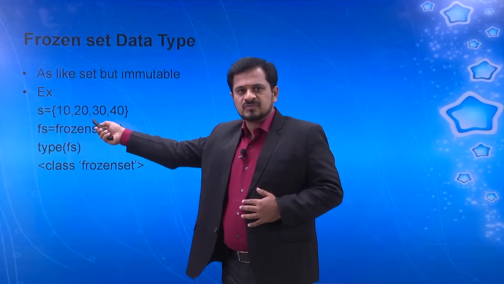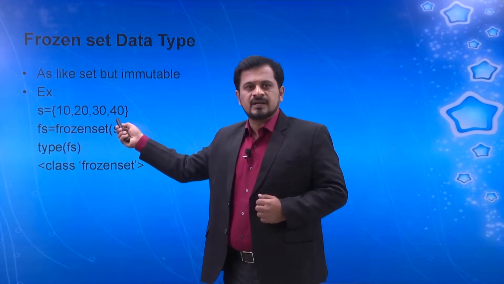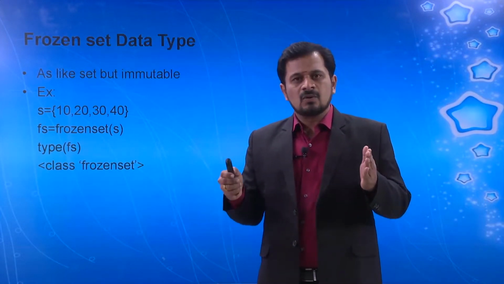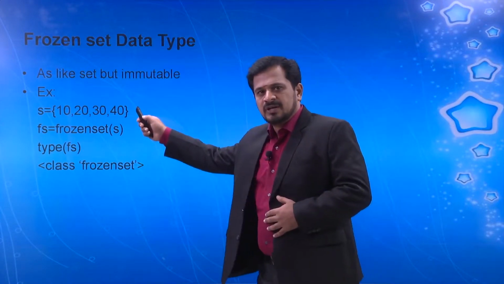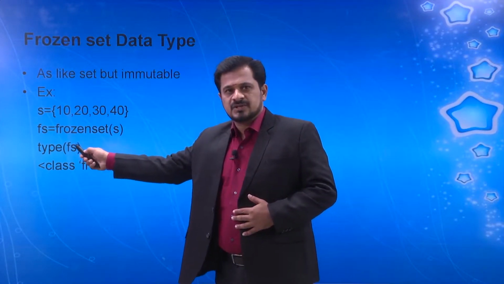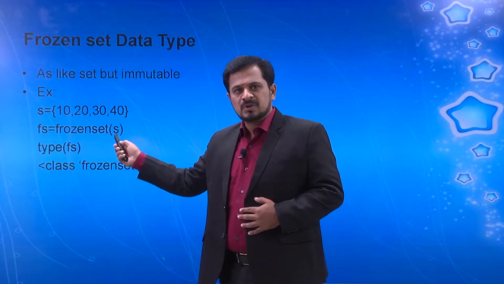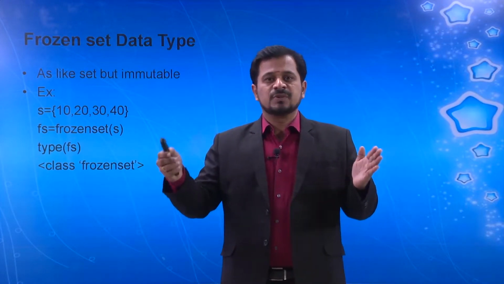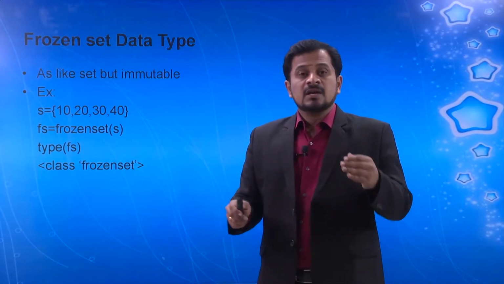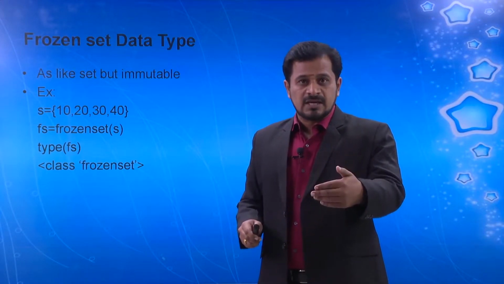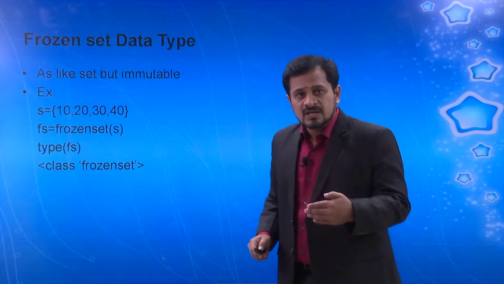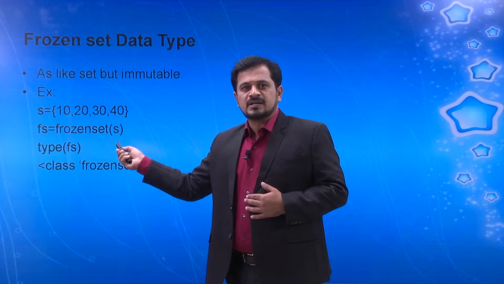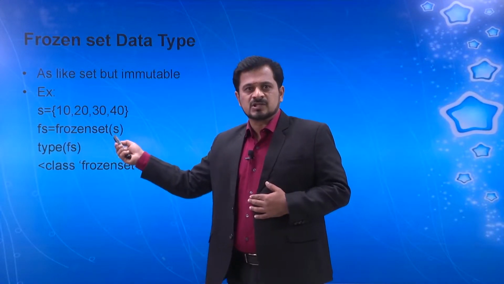s is equal to 10, 20, 30 and 40. Now, I want to declare this set as a frozenset. So, how can I declare it? I declare fs is equal to frozenset, open bracket, the identifier s, whatever the set is, because s is equal to 10, 20, 30, 40. If I declare that alone, the Python compiler will understand that it comes under a set data type. Whereas if I declare one more line, fs is equal to frozenset of that identifier, now this s will be considered as a frozenset.